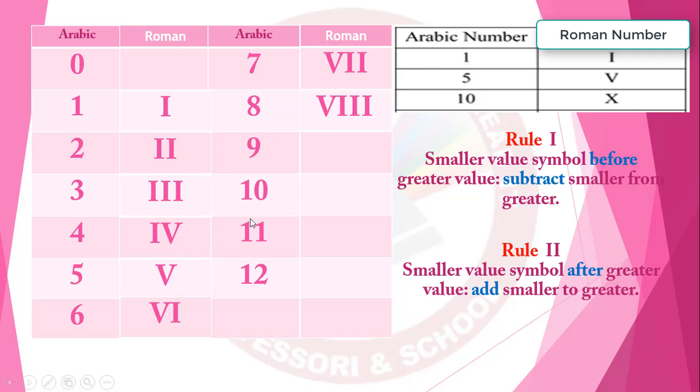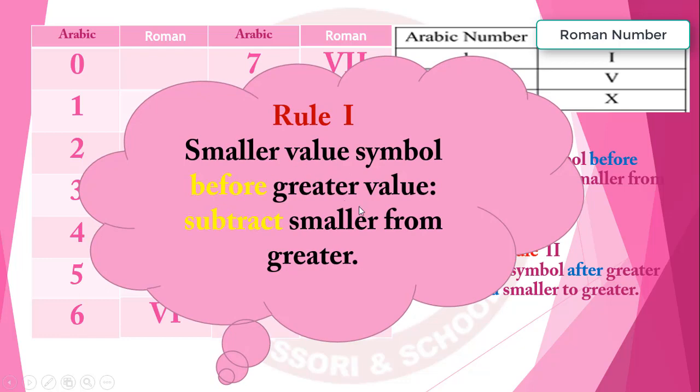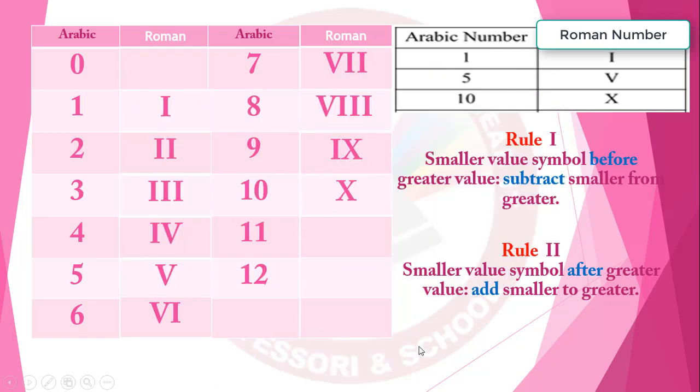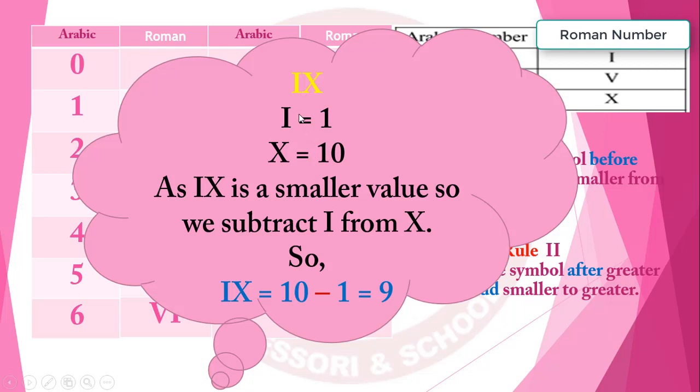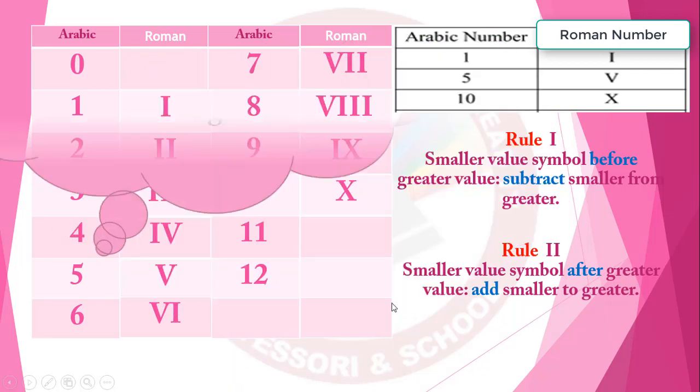Now again here we have to follow the same rule. This is rule number 1. As we know that 10 has the symbol X, so we first write it like this. And as you know that 9 is smaller than 10, we follow the same rule that the smaller value symbol will come before the greater value. Again the same rule will be followed here. For further explanation, I is equal to 1, X is equal to 10, and it becomes 9. So 9 is a smaller value, so we subtract I from X to get 9. 10 minus 1 gives us 9.